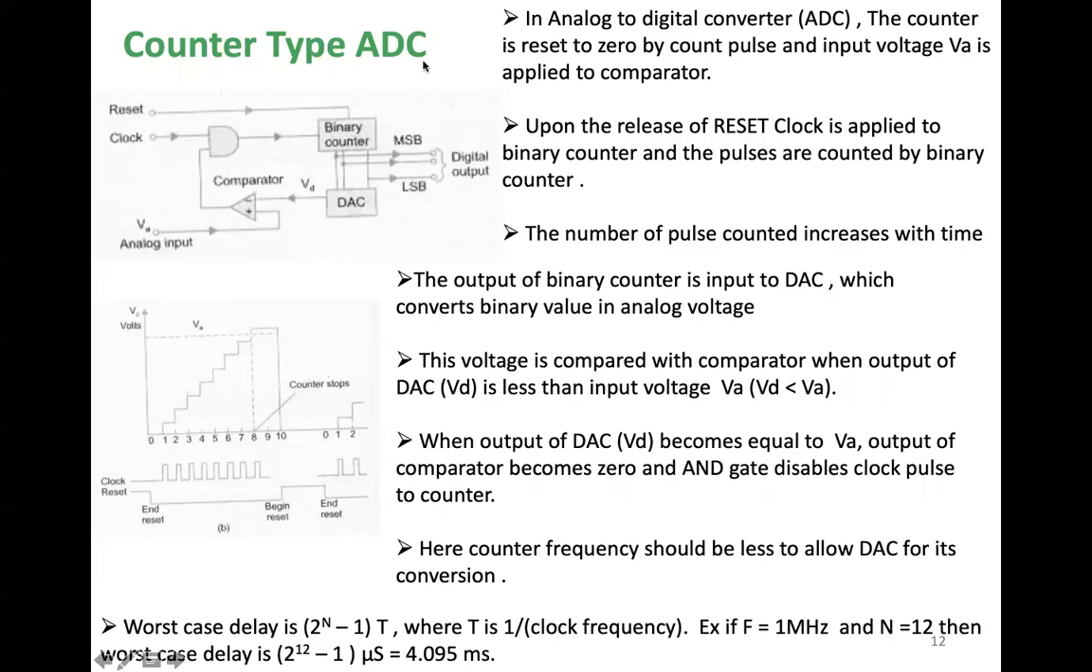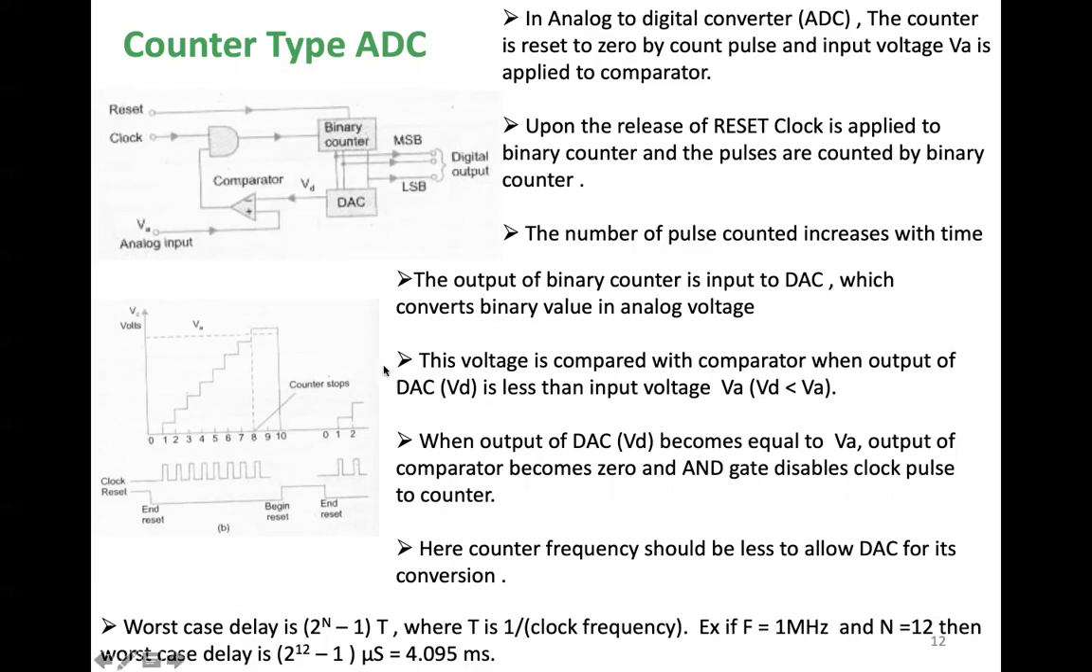Input voltage VA is nothing but the analog input, which is applied to the comparator. So we are looking at ADC, analog to digital conversion: analog input and digital output finally. Upon the release of reset, clock is applied to the binary counter. After the reset, the clock is applied to the counter and the pulses are counted by the binary counter. The number of pulses counted increases with time, so as time increases, the binary count also will increase.